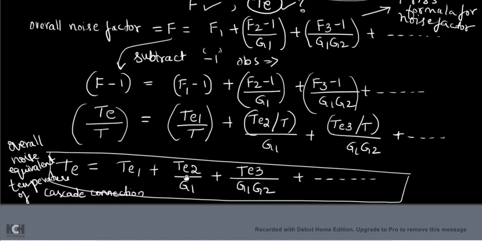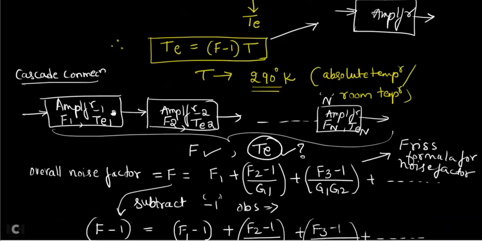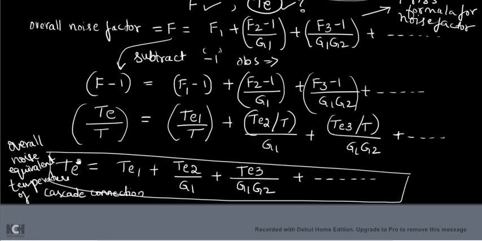Now what happens if the amplifier has unit gain? Unit gain means the gain is equal to 1. Assume all these amplifiers are unity gain, so G1, G2, G3 and so on are all 1. Now the total noise equivalent temperature will be just the addition T1 plus T2 plus T3. You just add all the noise equivalent temperatures to get the overall noise temperature. That is only for unity gain amplifiers. Otherwise you need to use this formula in the problems.